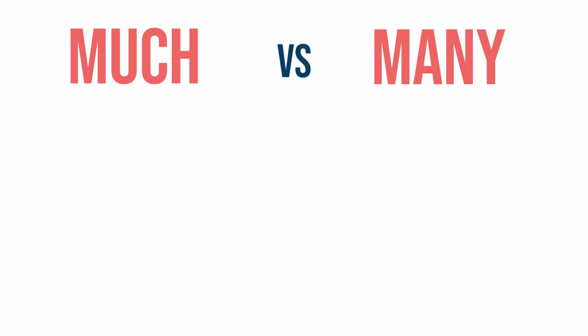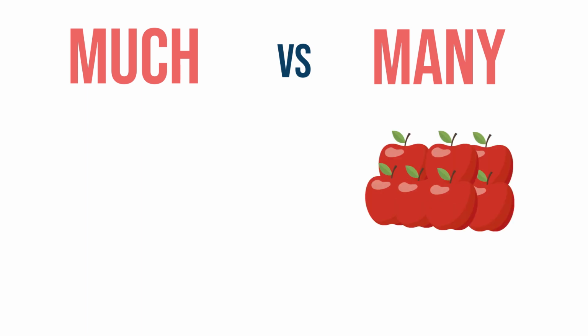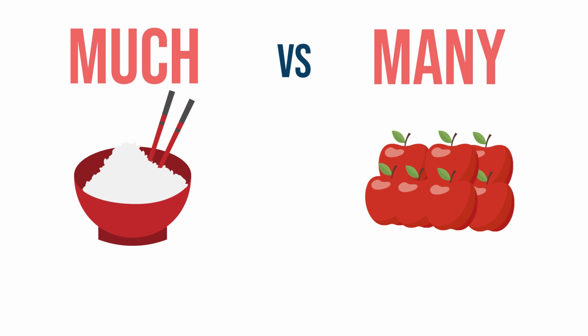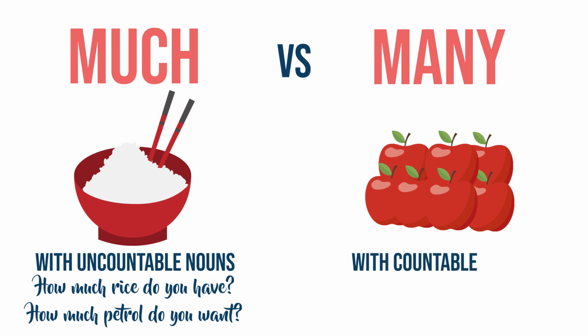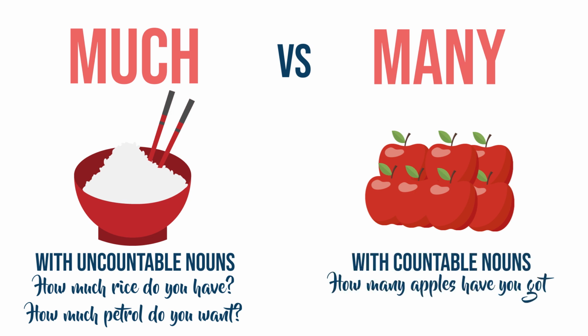So when we're using much and many, we use one with countable and the other with uncountable. So when we're talking about much, we use it with uncountable. How much rice do you have? How much petrol do you want? And when we're using many, we use it with countable. How many apples have you got? How many cars have you got? How many oranges do you want?